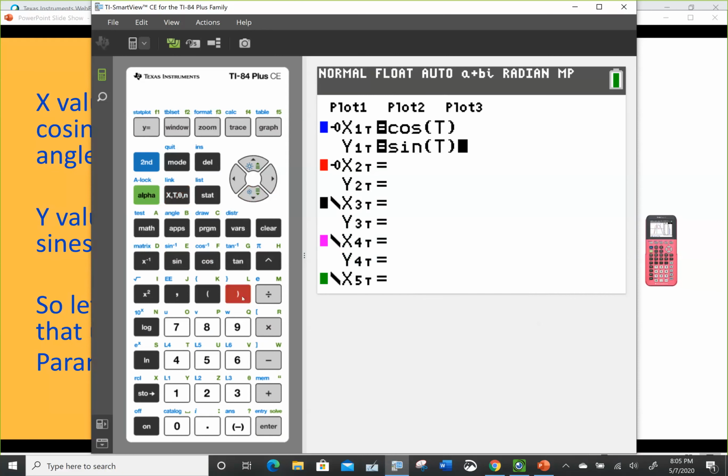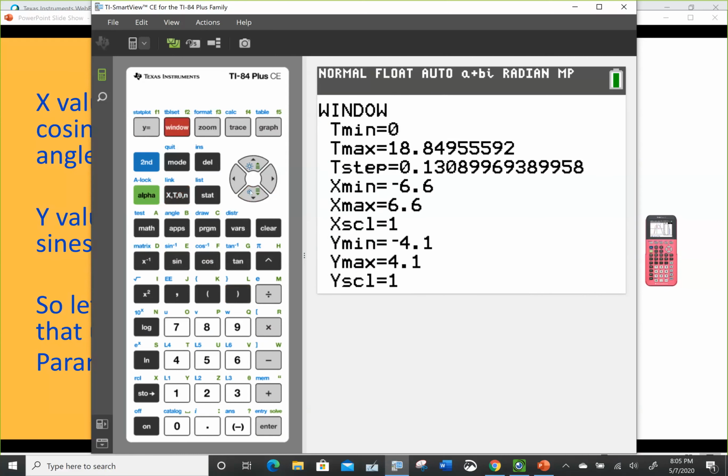Now, with a different kind of function graphing, I should say, the next thing we need to look at is the window. So let's look at the window. All right, right now I've got from 0 to, I have no idea what that is. But if I go around the circle, it should be 2 pi. So I'm going to type in 2 pi.